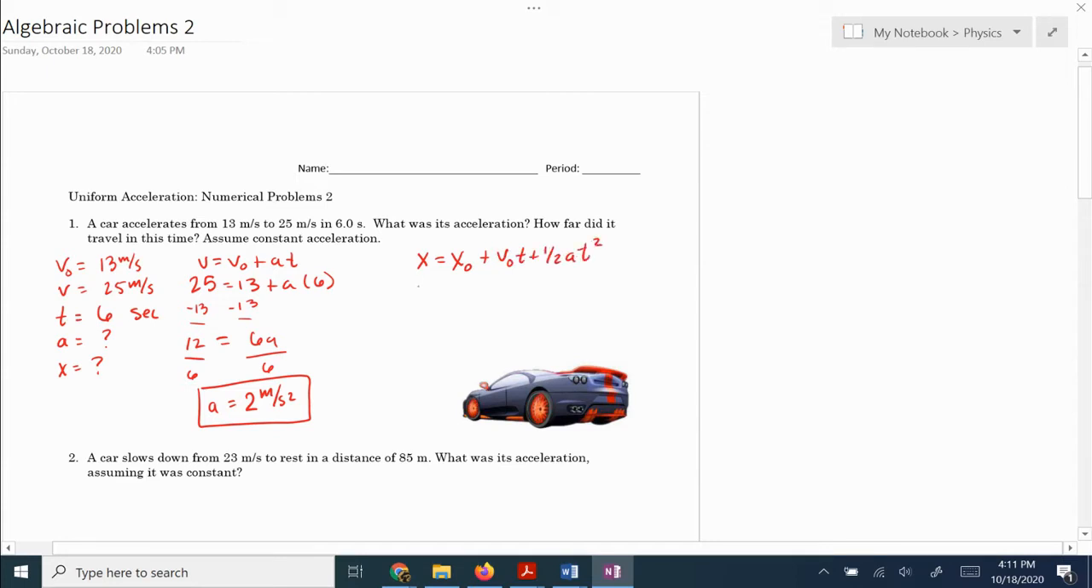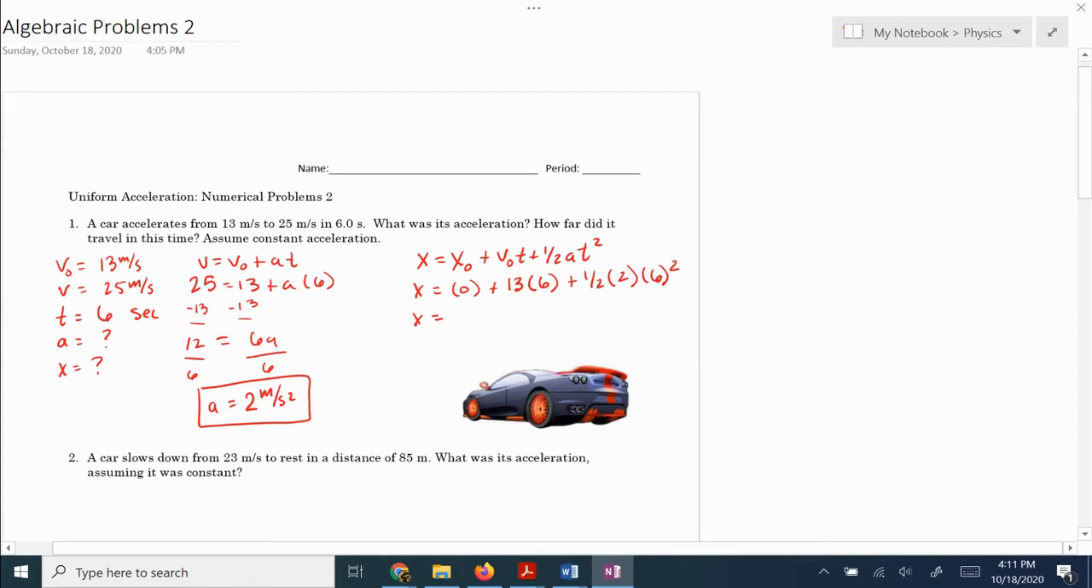So there we go. We write out the equation, then we plug in our numbers. Let's assume that it starts from 0. Initial velocity is 13 this time, so make sure you put the 13 in there, not a 0. Time is 6 seconds. Acceleration is 2.